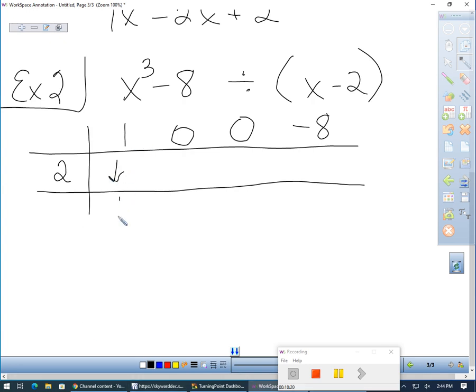Bring down the 1. 2 times 1 is 2. Add them together. We get 2. 2 times 2 is 4. Add them together. We get 4. 2 times 4 is 8. Negative 8 plus 8 is 0. No remainder. Our polynomial is 1x squared plus 2x plus 4.